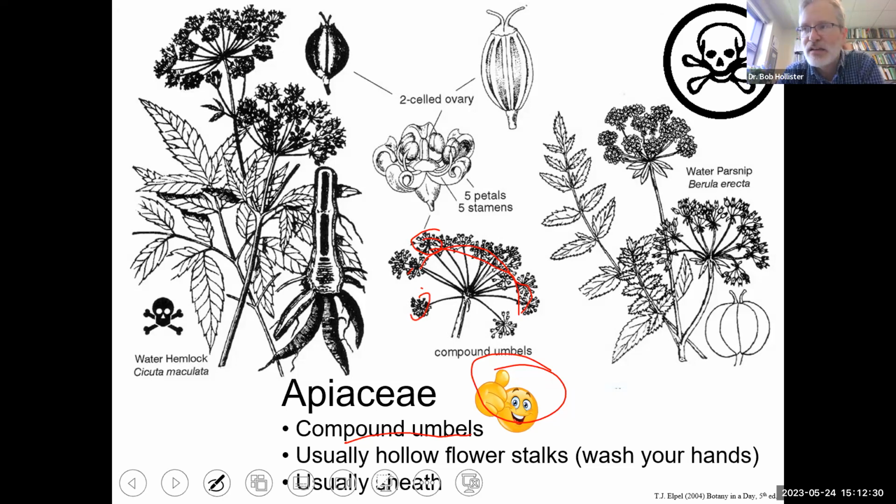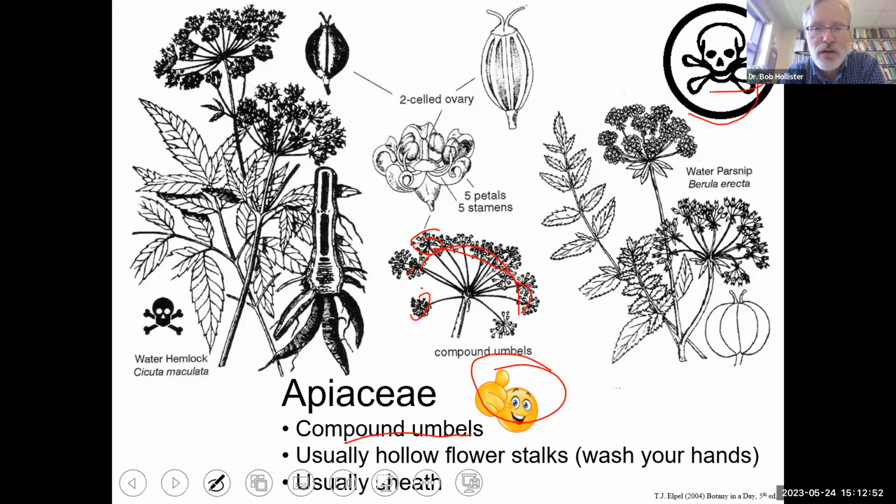It's like Araceae. Apiaceae and Araceae, in my mind, are two of the easiest families. Araceae, remember, is the spathe and spadix. Apiaceae is just a double umbel. They can be really hard to key out to species, but to know the family is super easy.